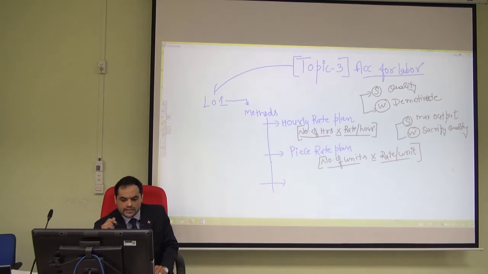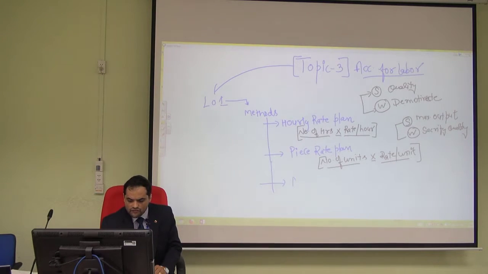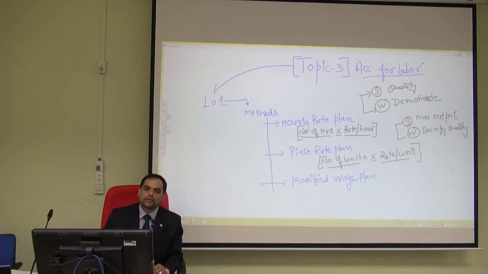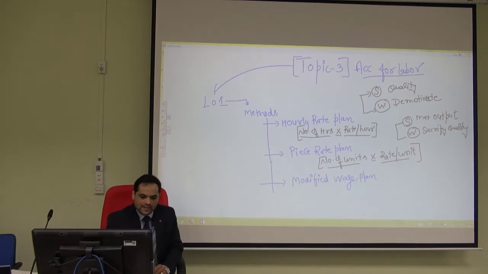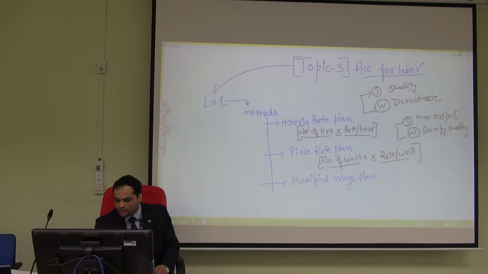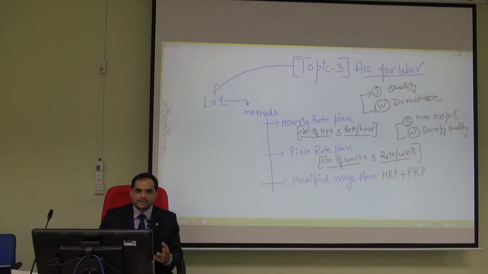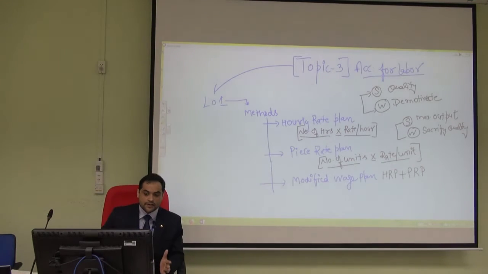The third method is the modified wage plan. So the modified wage plan is basically the combination of the hour rate plan plus the piece rate plan. All right. So I will give you a quick example. The example that I gave you in the class, I repeat the same example.